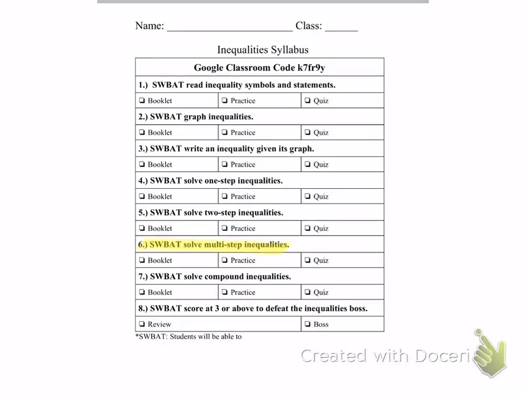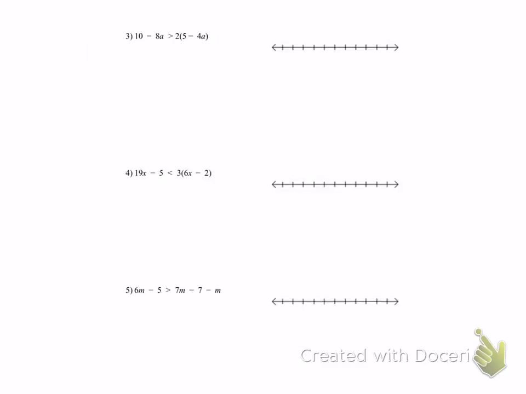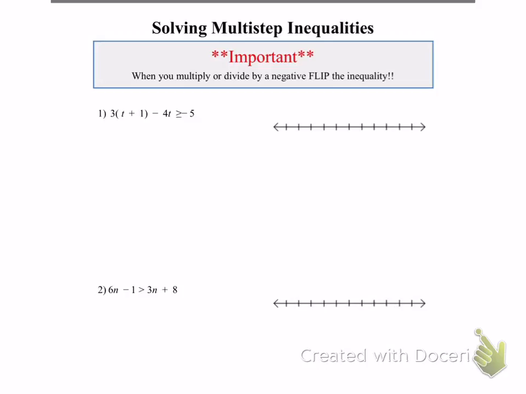Alright guys, we're doing multi-step inequalities today, so let's go ahead and get on to those notes. Alright, so here we go. Remember at the top it's got our important rule: whenever you divide or multiply by a negative, you flip that inequality. So let's go ahead and tackle the first one.